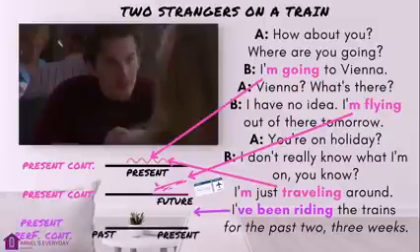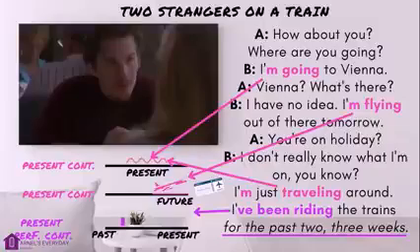I've been riding the trains for the past 2-3 weeks. Yes, now we see the present perfect continuous. Because this started in the past, continues up to the present, and now he is still on the train. This is ongoing.